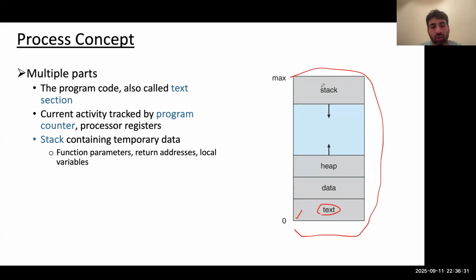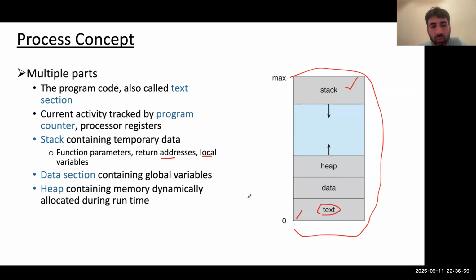For example, if in your application you are making function calls and passing parameters to those functions, those parameters will be stored in the stack section of the memory occupied by your process. Similarly, return addresses and local variables are also stored in the stack section. The data section contains the global variables defined in the code of your process. And heap contains the memory which is dynamically allocated during runtime.